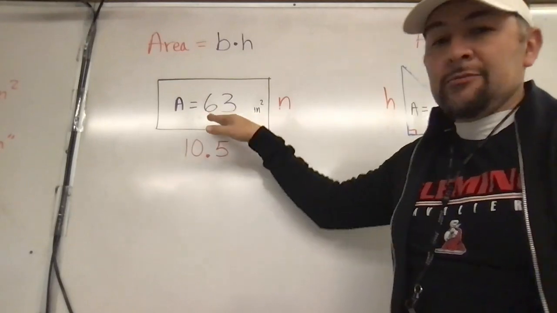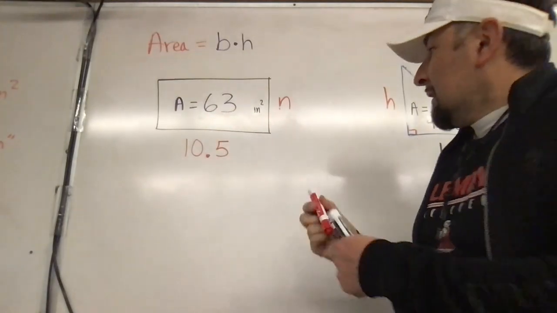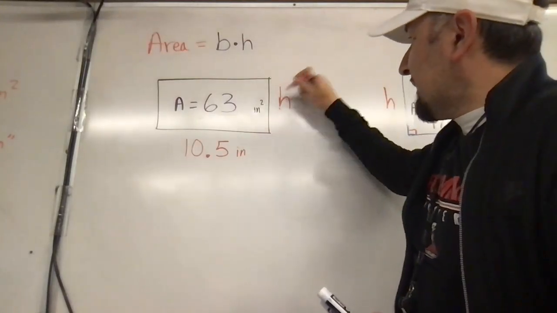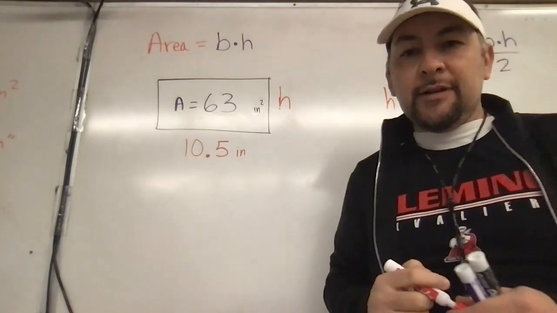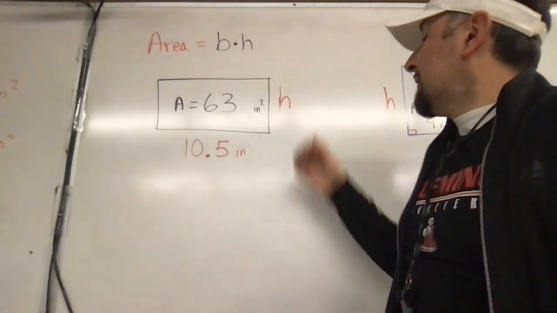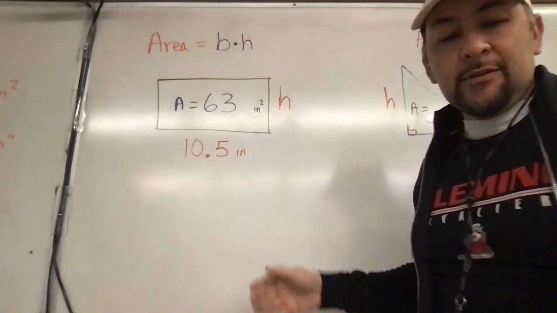So the area of this rectangle is 63 inches squared. The base is 10.5 inches, and we're trying to find, let's make it an H. We're trying to find that height right there, okay? So how are we going to solve this? You're going to write down the formula first, plug in the numbers, and then solve it.